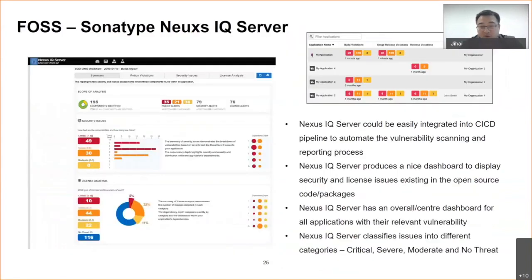Another tool we used before is called Sonatype Nexus IQ Server. This is a tool to scan your open source vulnerabilities. Similar to Checkmarx, it can also be integrated into our Jenkins to automate the process. It scans your application to find potential vulnerabilities in third party libraries or third party packages.